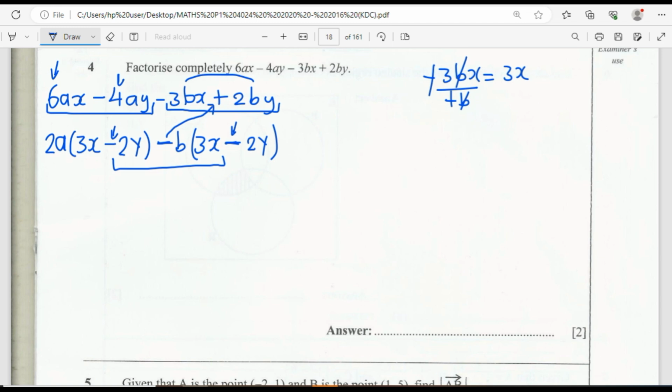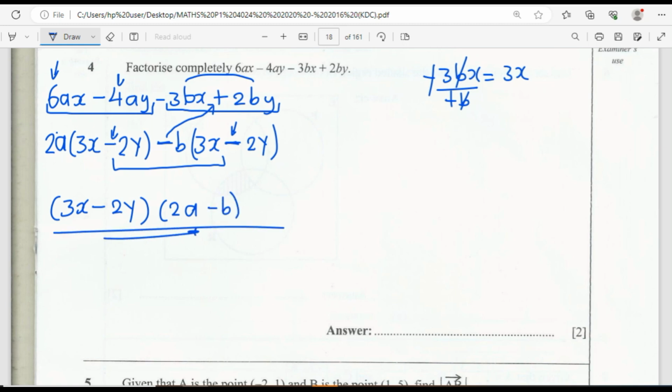So we'll take out now one of these. So this will be now 3x minus 2y. Then 2a minus b will form a bracket. So 3x minus 2y times 2a minus b. This is our final answer for this problem.